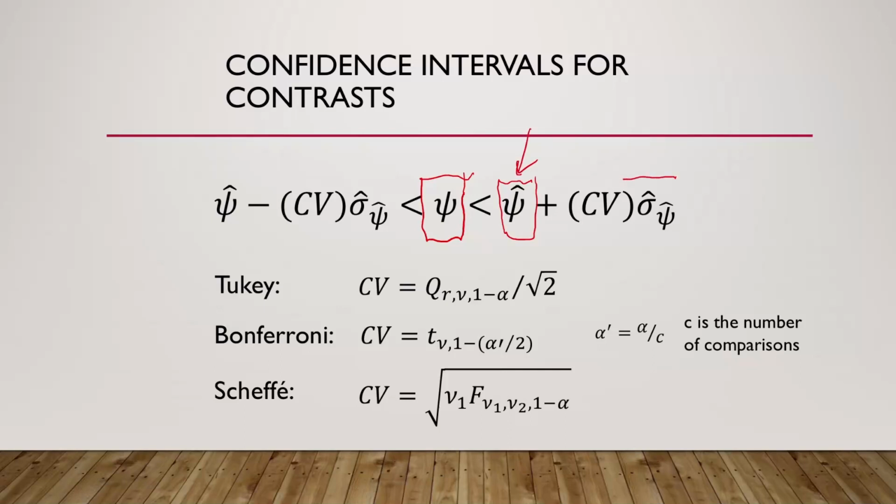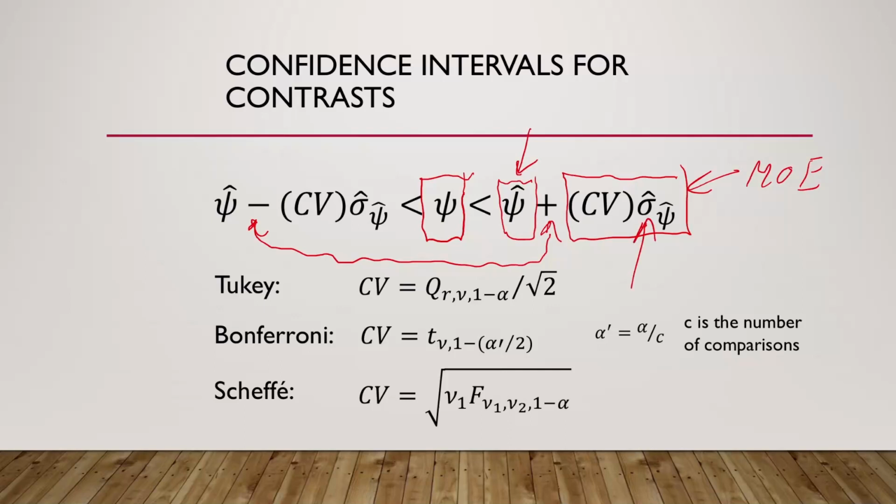And then we add and subtract from that estimate. Notice I have 2 sides to this equation, one in which we're subtracting and one in which we're adding. We add and subtract from this the margin of error. You should recognize this. What is a margin of error? A margin of error is when we take the standard error of the statistic. Here's the standard error of the statistic right here. That's the standard error.